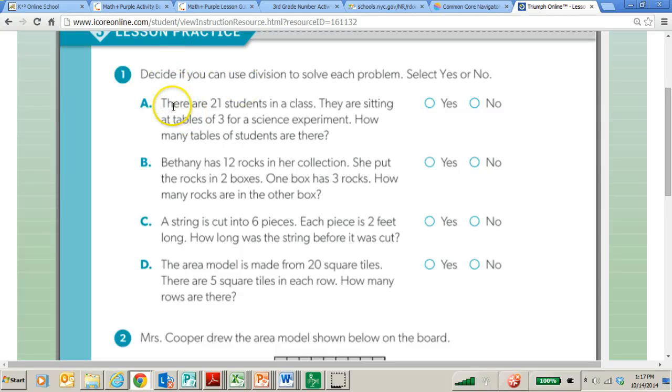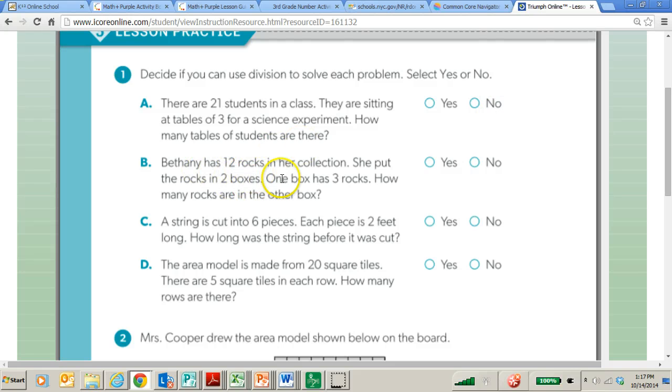So let's look at A. There are 21 students in the class. They are sitting at tables of 3 for a science experiment. How many tables of students are there? Could we solve this with division? Yes or no? They could even draw this out. They could draw 21 students divided by 3 tables, and yes, it would show us that there are 7 students at each table.